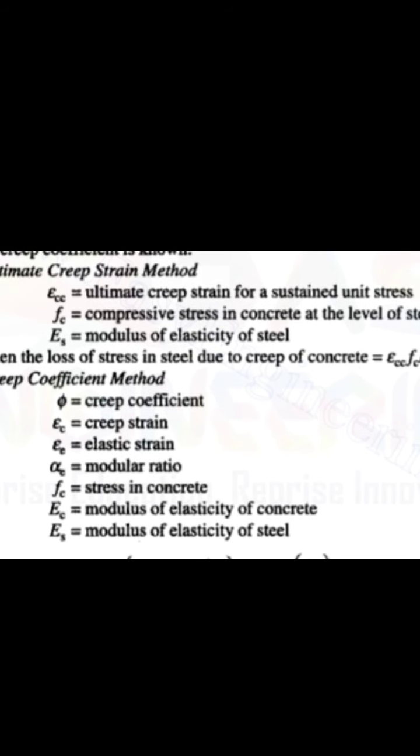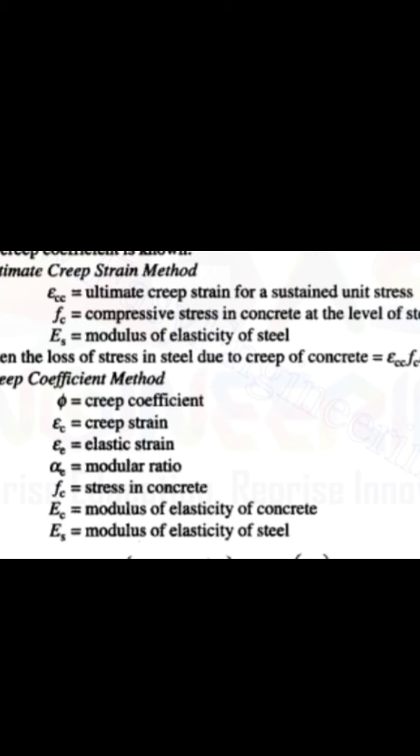Next, another method is the creep coefficient method. In the creep coefficient method, it is the ratio of the creep strain to the elastic strain. So by finding the creep strain and the elastic strain, we can find the creep coefficient. That is a coefficient used to determine the loss of stress in the steel.